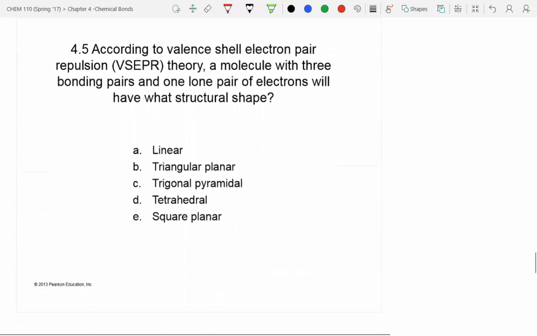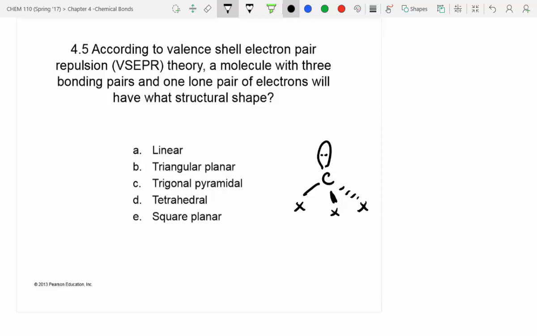All right, and then I think we've got 2 more, and we'll call it. All right, according to valence shell electron pair repulsion theory, a molecule with 3 bonding pairs and 1 lone pair will have what shape? So basically saying it's got a central atom, 3 things like this. I'll call this X, X, X, and then a lone pair hanging out up here. Which shape is this? C, trigonal pyramidal.